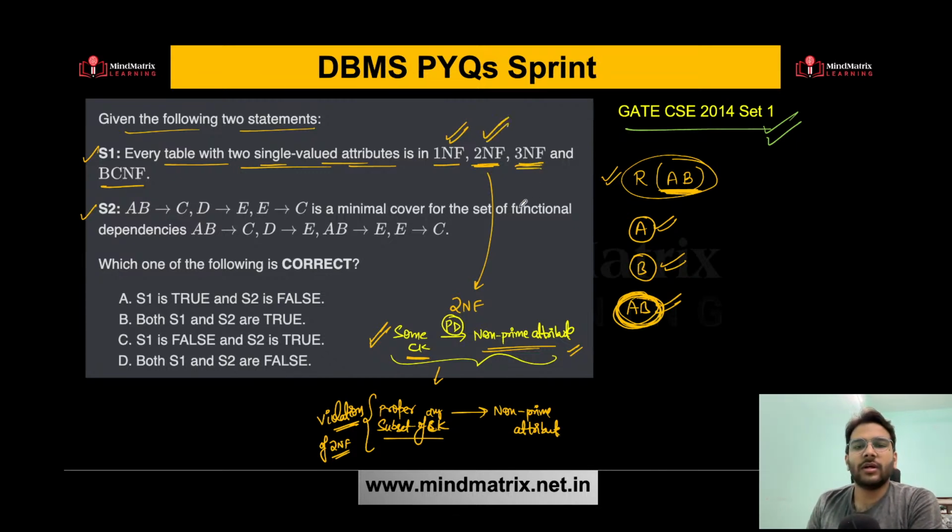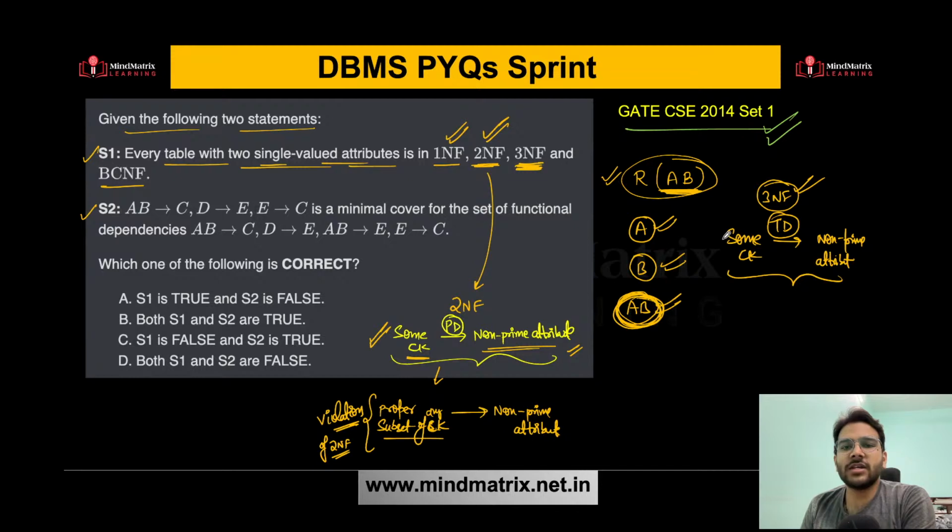What about 3NF? Similarly for 3NF, we can say there will be no transitive dependency. If some candidate key determines a non-prime attribute transitively, then we can say that relation is not in 3NF. But that is not possible if I have just two attributes here. You can consider any candidate key here. So definitely this is in 3NF as well.